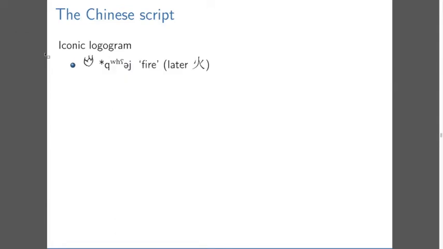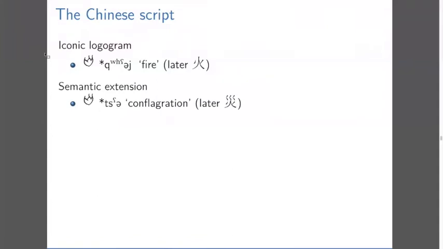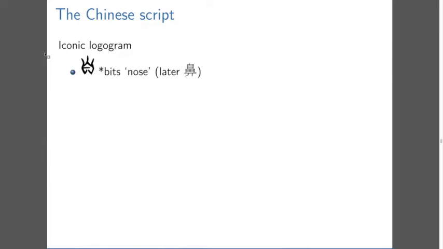Okay, now just to go through two more examples. You can draw a picture of fire to mean fire. Then you can use that same character, semantically extend it to refer to this word conflagration that has a different pronunciation. You can also take a picture of a nose that's pronounced bits, and using the rebus principle, you can use it for this word sbits, which means self.